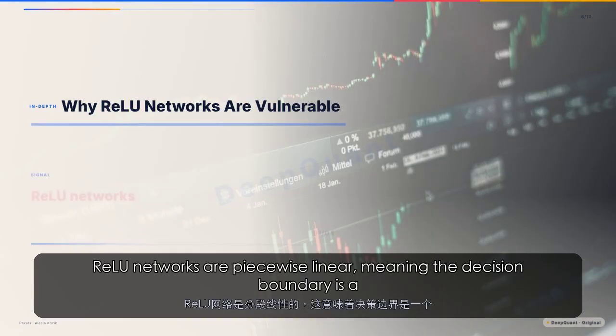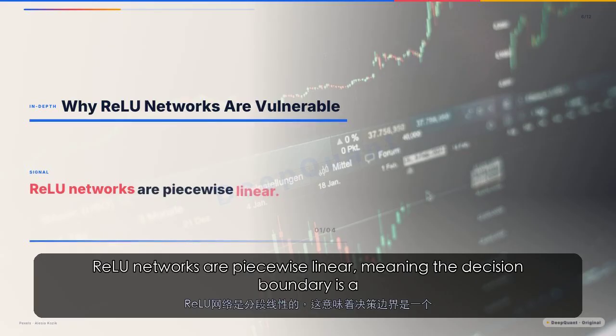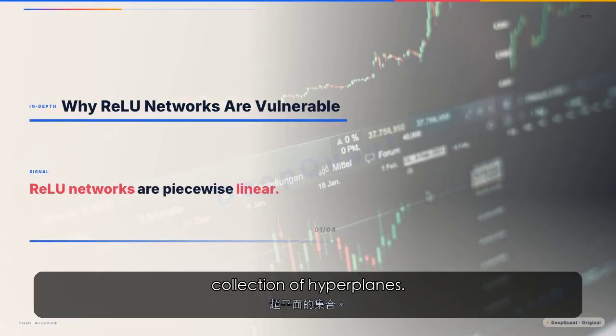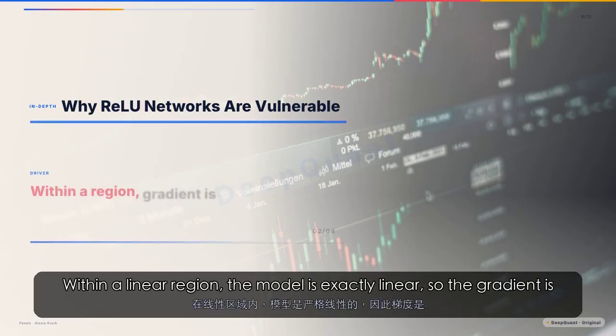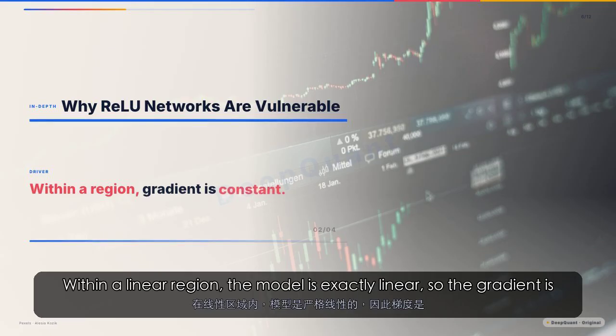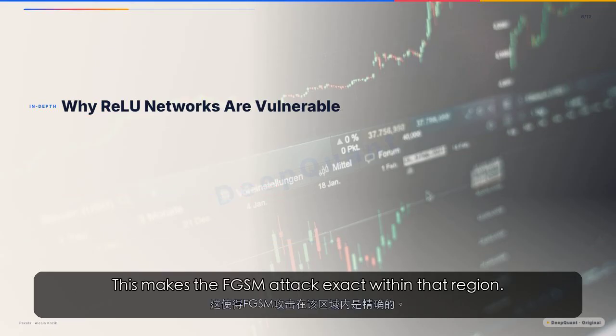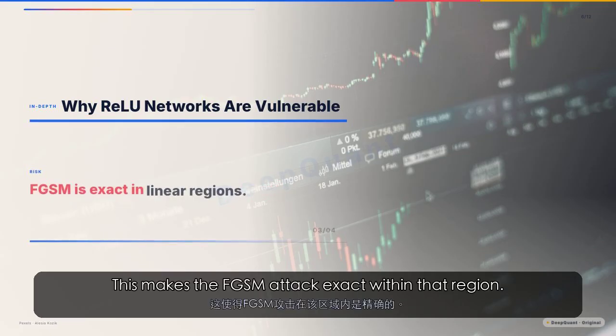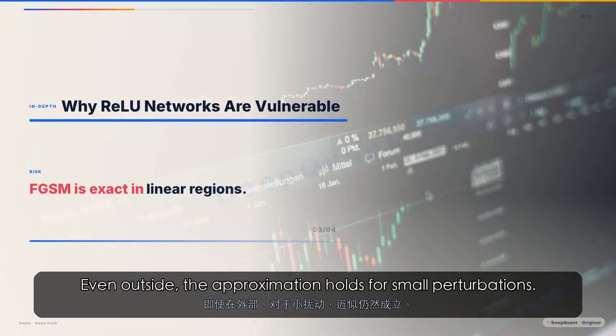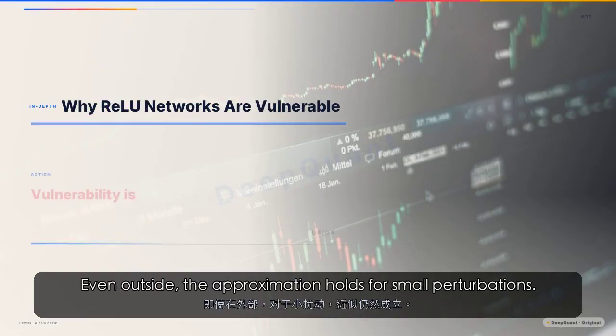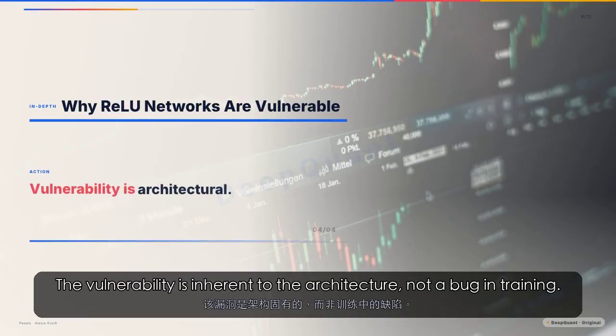ReLU networks are piecewise linear, meaning the decision boundary is a collection of hyperplanes. Within a linear region, the model is exactly linear, so the gradient is constant. This makes the FGSM attack exact within that region. Even outside, the approximation holds for small perturbations. The vulnerability is inherent to the architecture, not a bug in training.